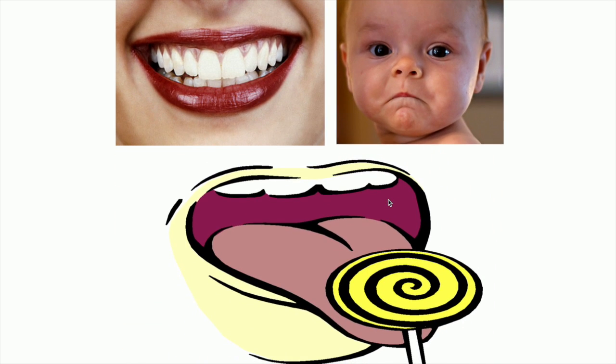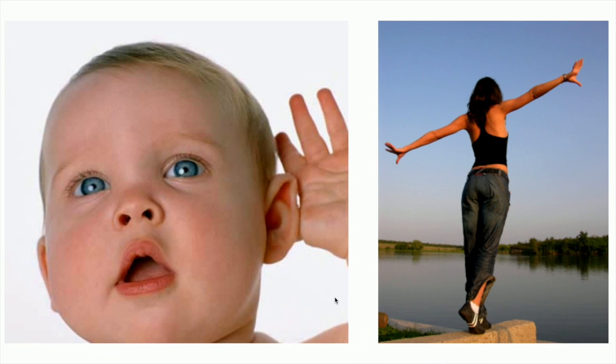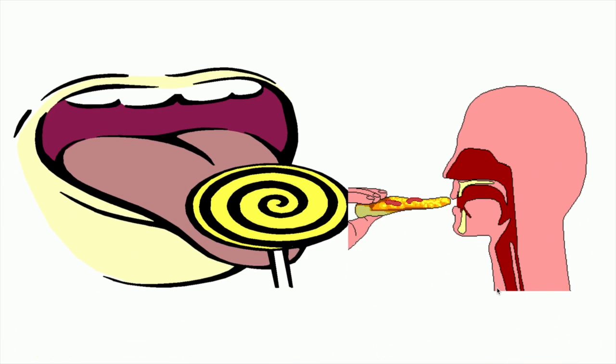Next we have the facial nerve, which is responsible for facial expressions and taste. Then we have the vestibulocochlear, which is responsible for hearing and balance. Number 9 is the glossopharyngeal nerve, which is responsible for taste and swallowing.